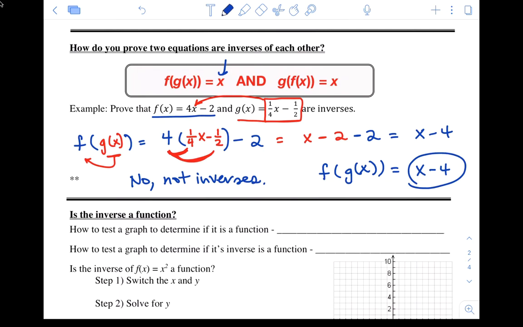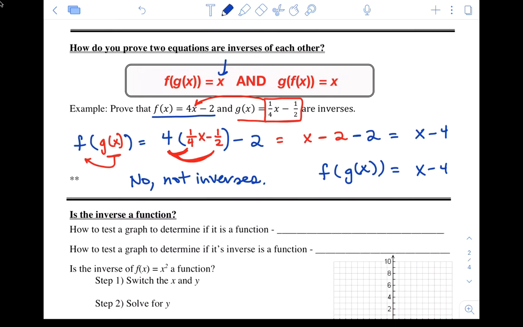If that was a positive 2, right there, then this would have been a positive 2, and this would have completely vanished, and you would have had just plain x. Awesome. But it wasn't. It wasn't a positive 2. So it didn't end up being inverses.